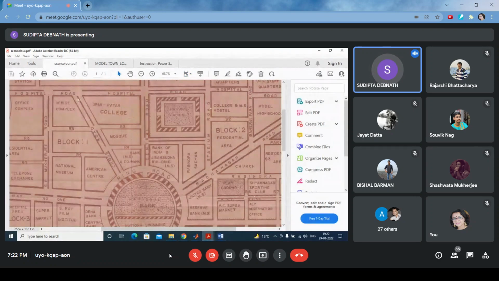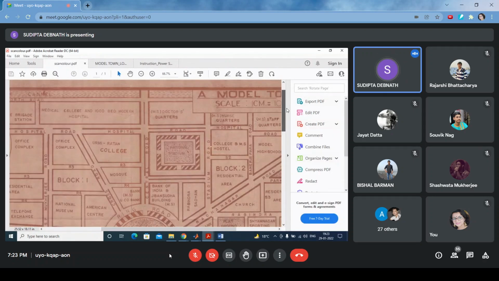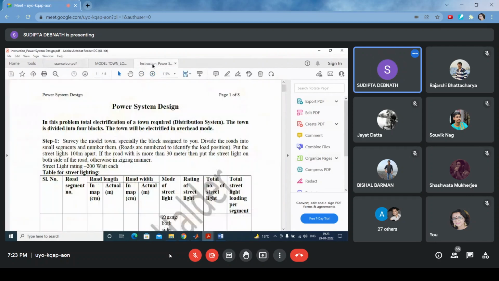Then you measure the length of the road by measuring it with the scale and multiplying it by the factor. This factor is given, so you find out the actual road length. Here the table is made for you. Road segment in map, which is shown in centimeters, you write down. And the actual length, by multiplying by the scale factor, you write down, which is the exact length of the road.